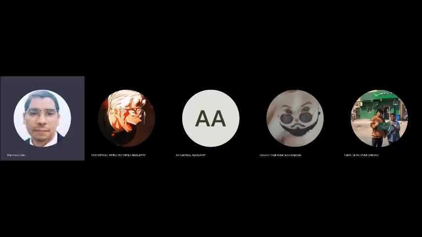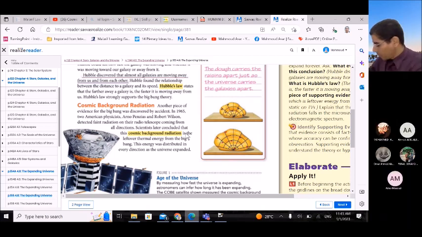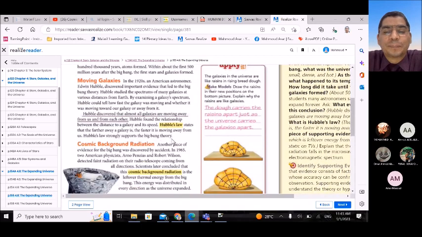Our lesson. We stopped at this point. In the morning, we talked about the Big Bang theory, and we watched the video that explains what the Big Bang is. We talked about Hubble's law, and also about the moving of galaxies and the formation of the universe.